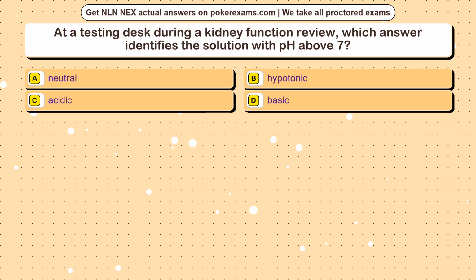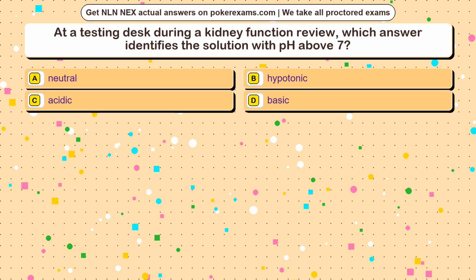Question 23. At a testing desk during a kidney function review, which answer identifies the solution with pH above 7? Option A, neutral. Option B, hypotonic. Option C, acidic. Option D, basic.